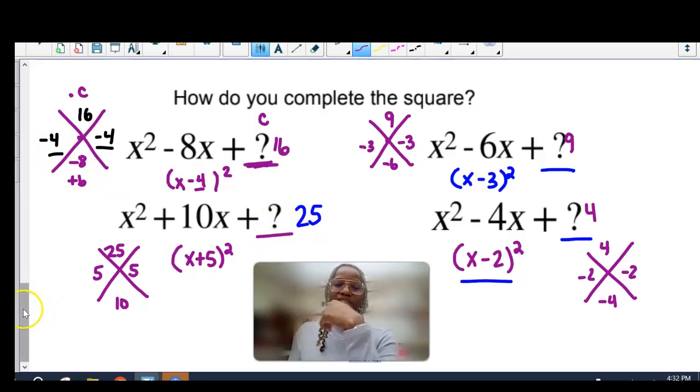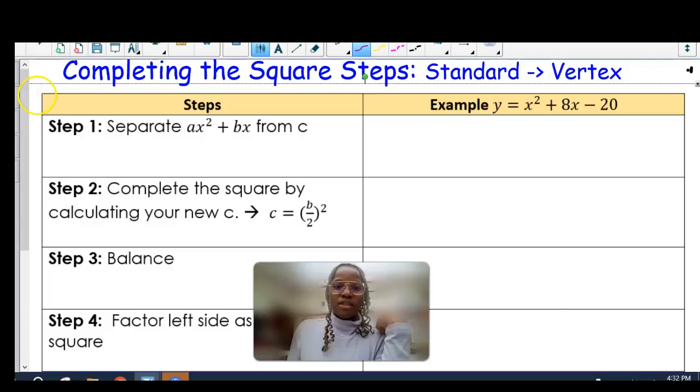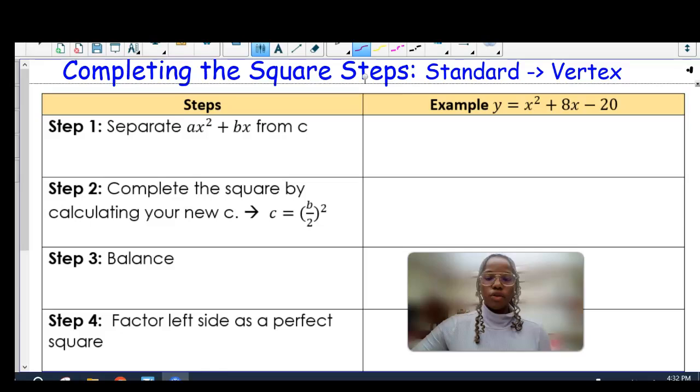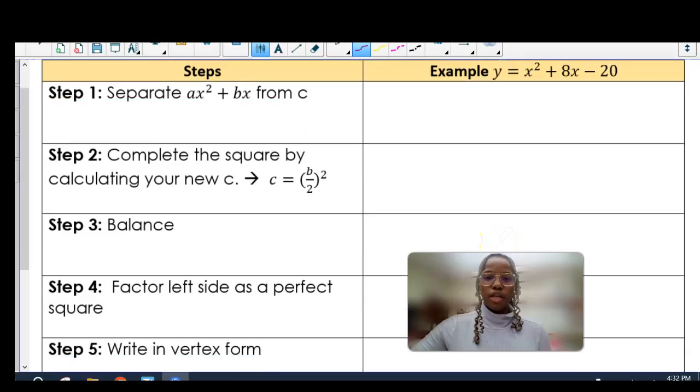All right, so let's take everything we have done so far to actually complete the square. So here are the steps for completing the square, and when I say complete the square, you're basically moving from standard form to vertex form. If you want to, feel free to write down all the steps, and then we will go over this example here. But make sure you leave space. All right, so let's get to it.